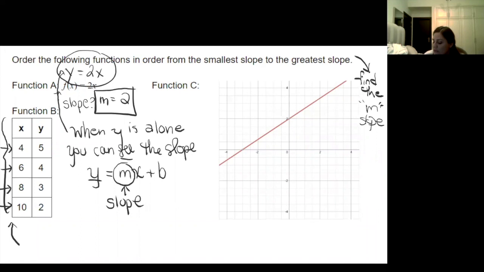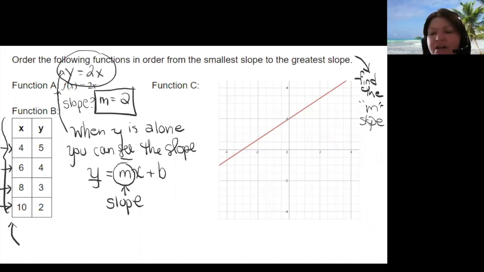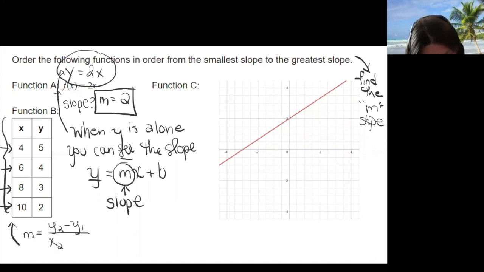We use the y2 minus y1. Beautiful. Manal knows that there's a slope formula. When given points, like we've been given, you can use the formula. So if you look at your formula sheet, the slope formula is m is equal to, like Manal said, y2 minus y1, the change in y's, over x2 minus x1, the change in x's.